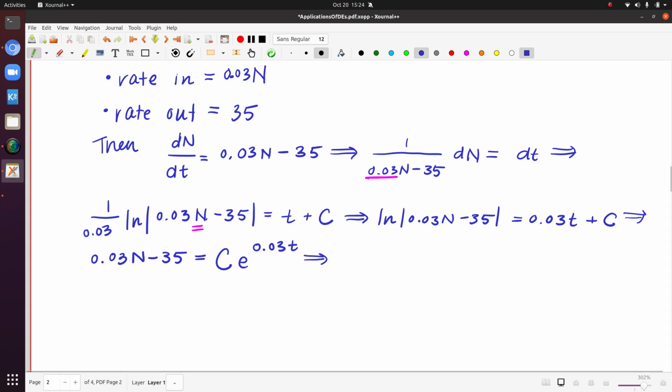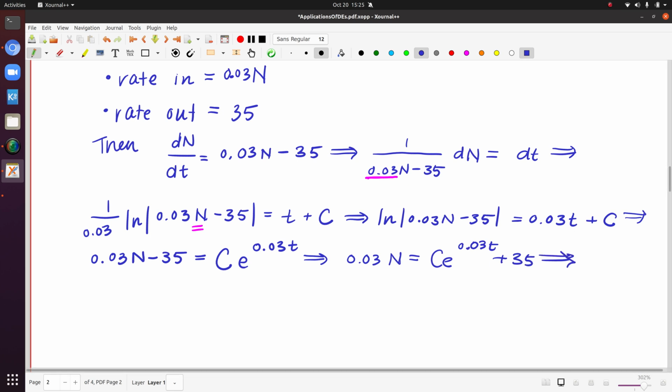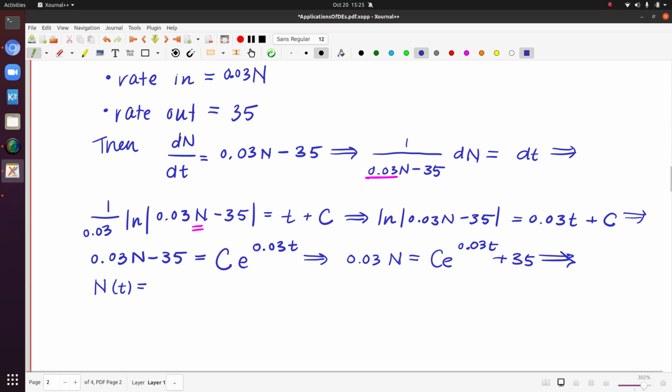Now, I want to add 35 to both sides. And we get 0.03n is this exponential function plus 35. And then finally, I can divide both sides by 0.03. And we're going to get that n of t is c e to the 0.03t plus 35 over 0.03. Again, it would be fine if you had written the first part divided by 0.03. I'm just treating c over 0.03 as my constant. All of these things are fine.